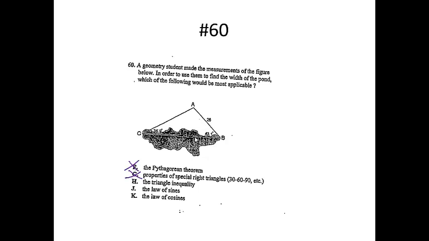Let's see, we're looking for this side. We want the width of the pond. We want this side. I do notice that I have two angles, and I know a side across from this one. I'm looking for this side. I could easily find this angle. So since I have more angles than I do sides, the law of sines is always the one we want to choose. So it's going to be choice J.